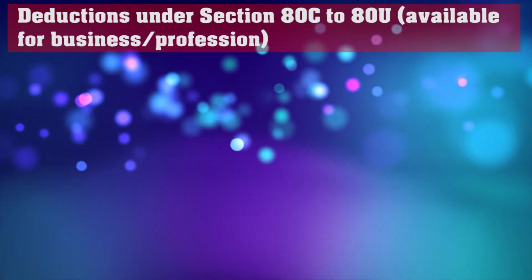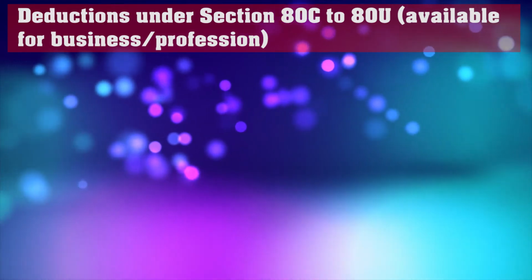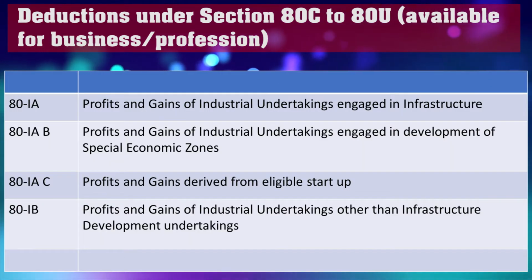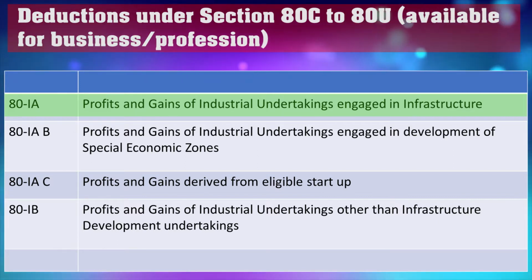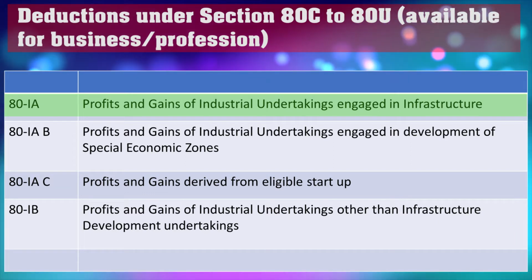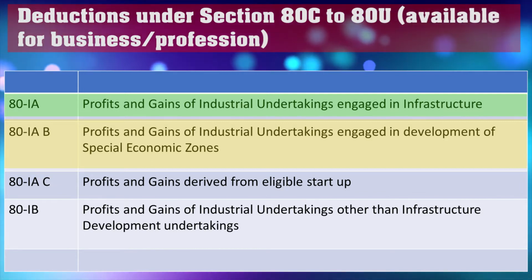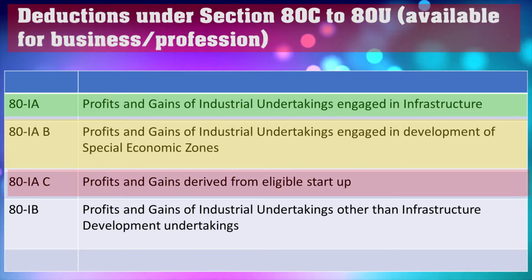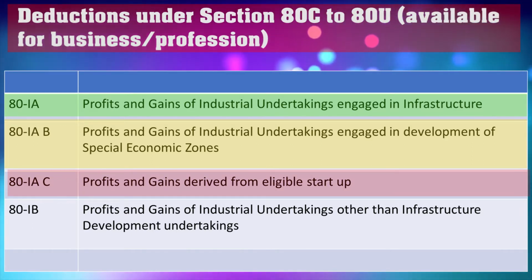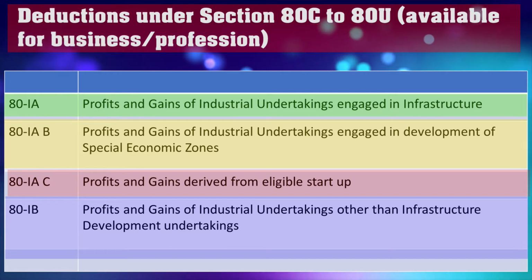To end this chapter, there are certain deductions under sections 80-IA to 80-U which are specifically available from business or profession. Section 80-IA relates to profits and gains of industrial undertakings engaged in infrastructure. 80-IAB is for industrial undertakings engaged in development of special economic zones. 80-IAC is profits and gains derived from an eligible startup. 80-IB is profits of industrial undertakings other than infrastructure development.